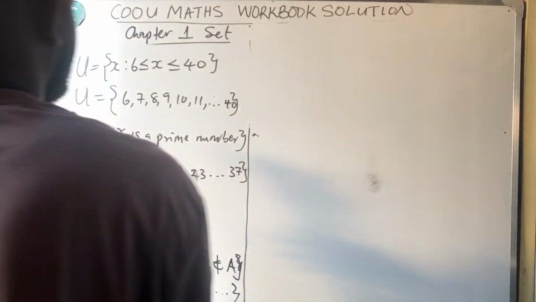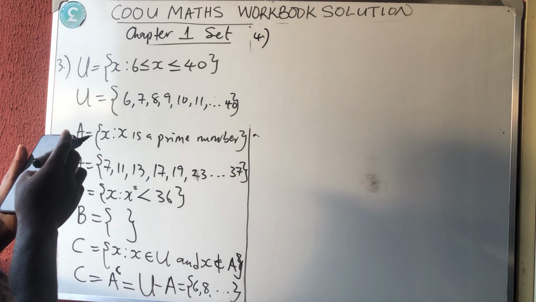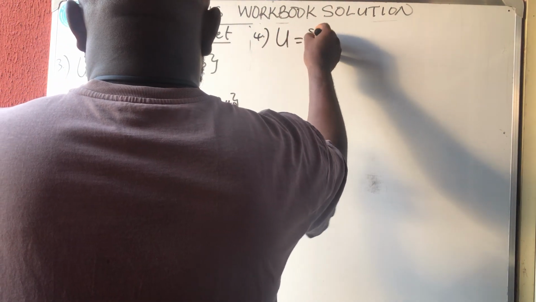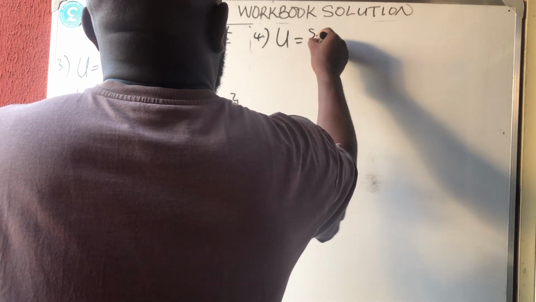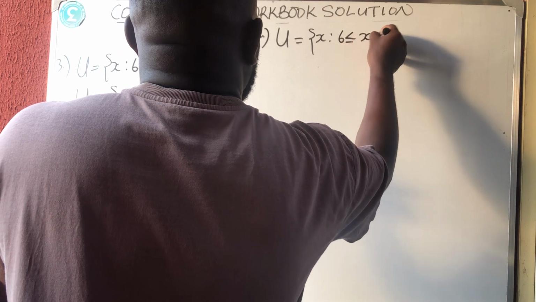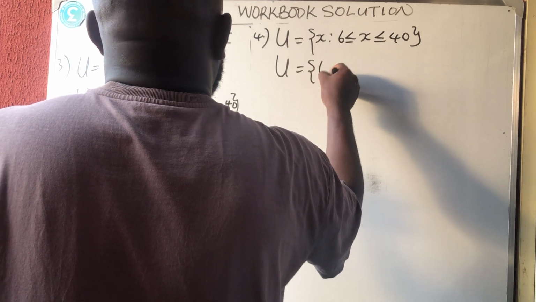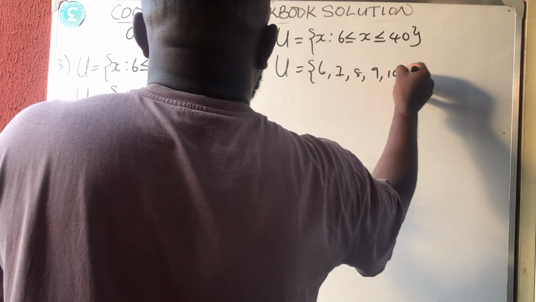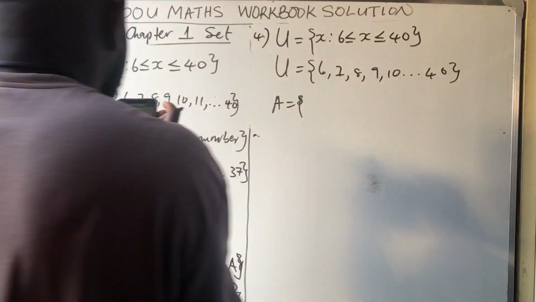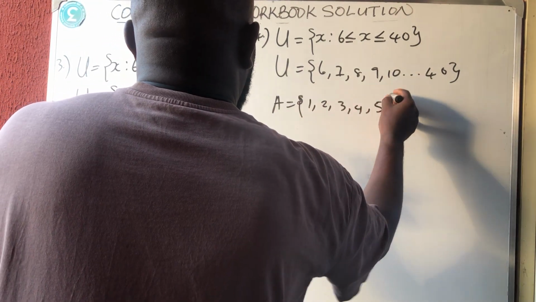Number 4 says they gave us that the universal set is equal to the set of x such that 6 is less than or equal to x, which is less than or equal to 40. The same thing, which means that the universal set is equal to 6, 7, 8, 9, 10, and so on till you get to 40. And they told us that set A for number 4 is equal to 1, 2, 3, 4, and 5.